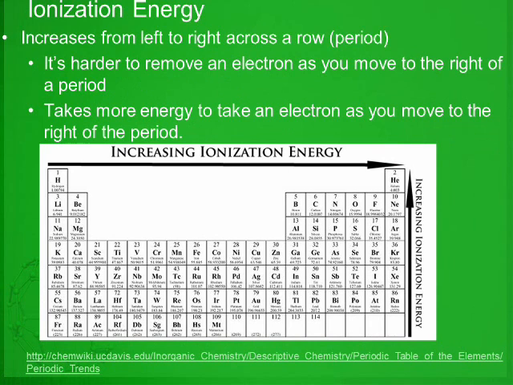As we go from left to right, increasing ionization energy, that means it's harder to take an electron from these guys. It takes more energy to take an electron here. As we go from left to right, it takes a lot more energy to grab an electron. It's really easy to get an electron from these guys, especially down here. Much harder up here to get an electron. Now, why, when we go from left to right, is it more difficult? Or do we need more energy to get an electron?